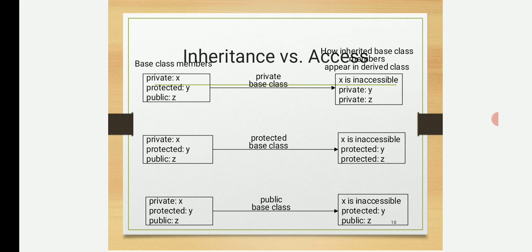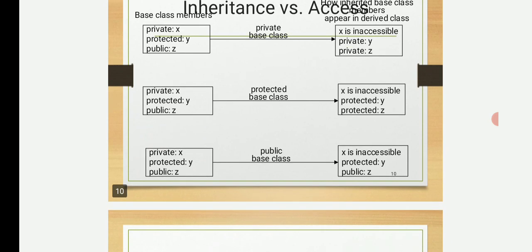Accessing it as private means we cannot access X, because we declared it as private. Protected Y means we can access Y in the next derived class alone. Public means we can access it anywhere. Next, here we are using protected inheritance. Here X we cannot access anywhere. Protected we can use in the derived class. But public we can access in the derived class alone, because here we are using a protected base class.